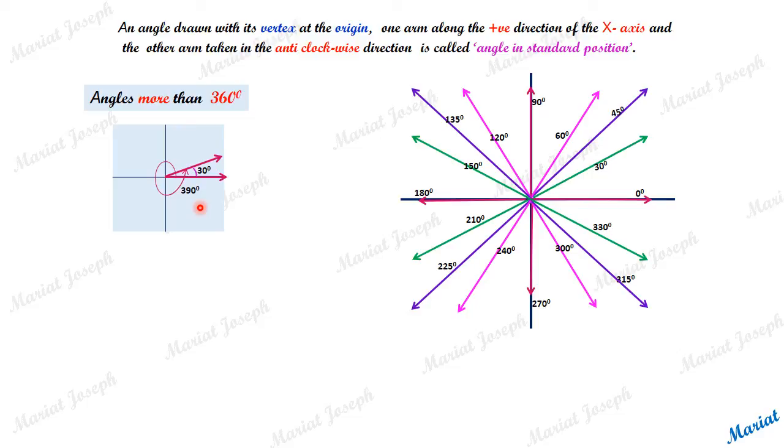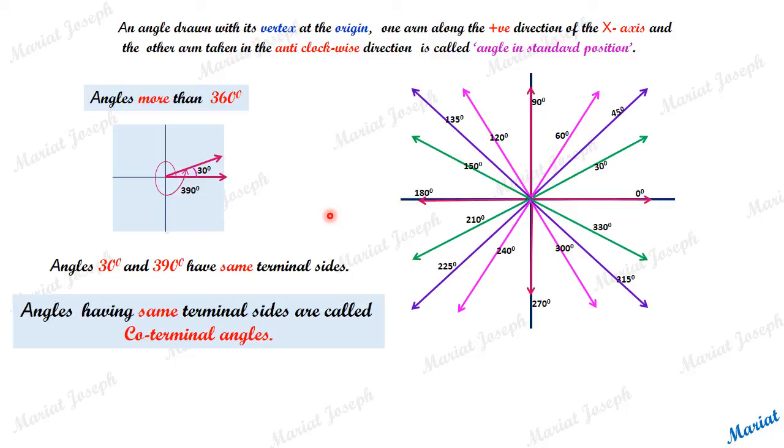So we notice one thing here. Angle 30 degrees and angle 390 degrees have the same terminal side. Initial side is anyway the same for all angles in standard position. But the terminal sides were all different. Once angle 360 degrees is over, the further angles will start getting the same terminal sides. So 30 degrees and 390 degrees, both of them are called coterminal angles. Angles having the same terminal sides are called coterminal angles.